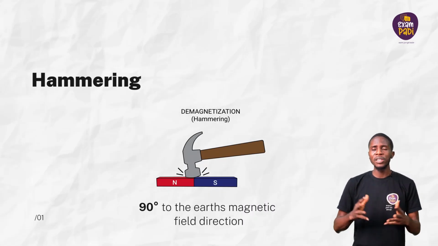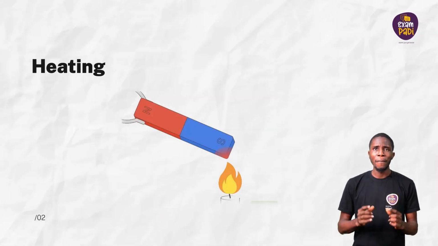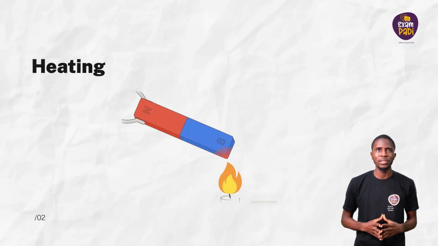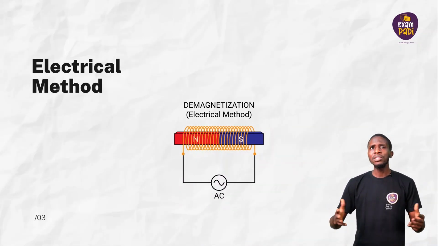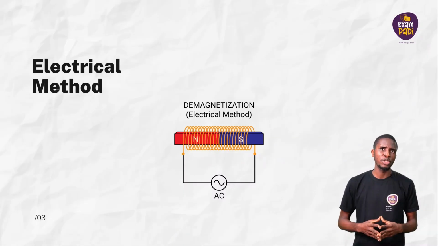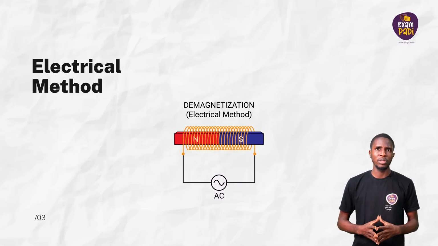The second method of demagnetization is heating. Magnets can also be partially demagnetized by heating them strongly. And the last method of demagnetization is the electrical method. This is the best method of demagnetization. Here, alternating current is used.